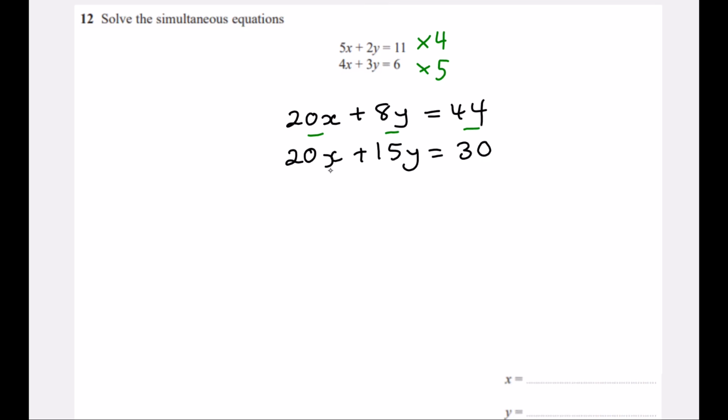So 20x take away 20x is nothing, it goes. 8y take away 15y will be negative 7y. And 44 take away 30 is 14. So negative 7y is 14. Divide both sides by negative 7. Y must be negative 2.